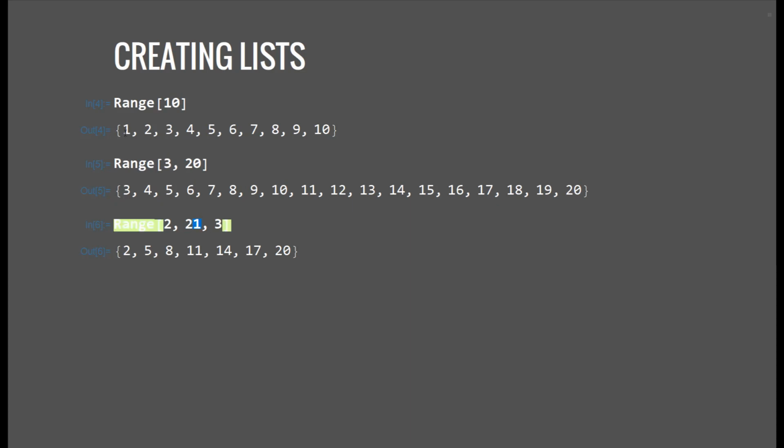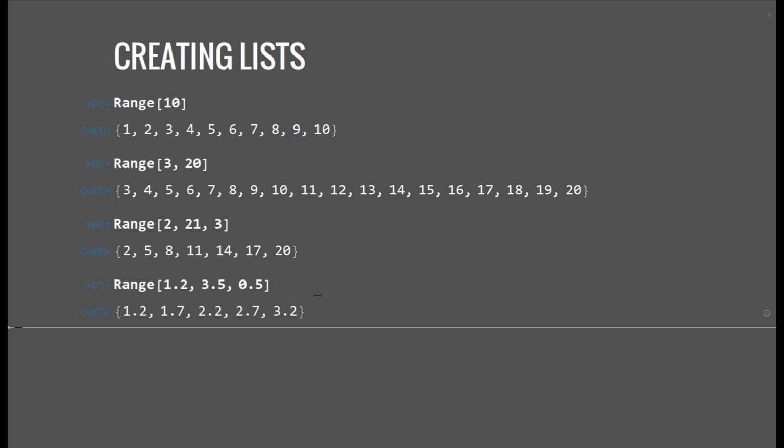Now you can use these functions for whole numbers, but Range is more flexible than that. You can also do Range, for example, for decimals. So if you start Range, and let's say I want to start at 1.2, let's go all the way up to 3.5, and let's go in steps of 0.5. Now that's going to give us the range starting at 1.2 and ending at 3.5 with steps of 0.5. So that's going to give us this list. Now that's one way to create lists.